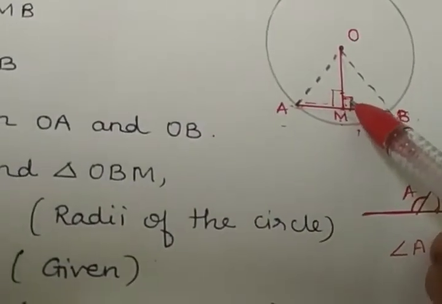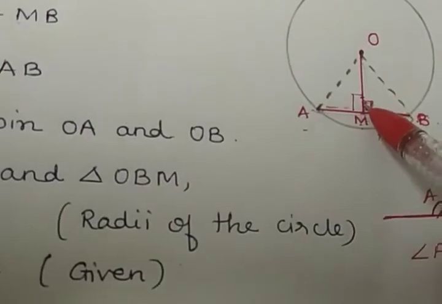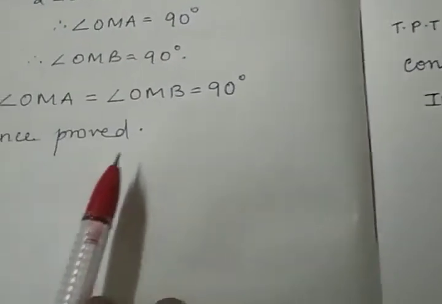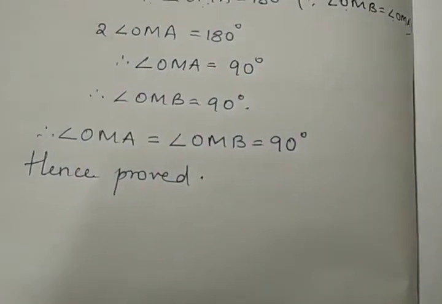So I have proved that this angle is 90 degrees. Means what? OM is perpendicular to AB. Hence we have proved OM is perpendicular to AB.